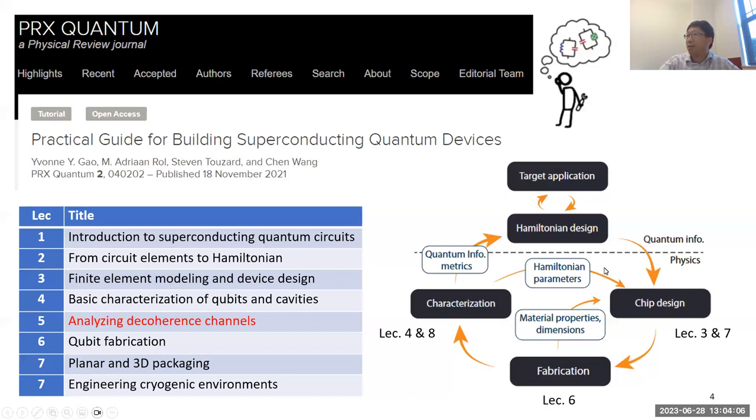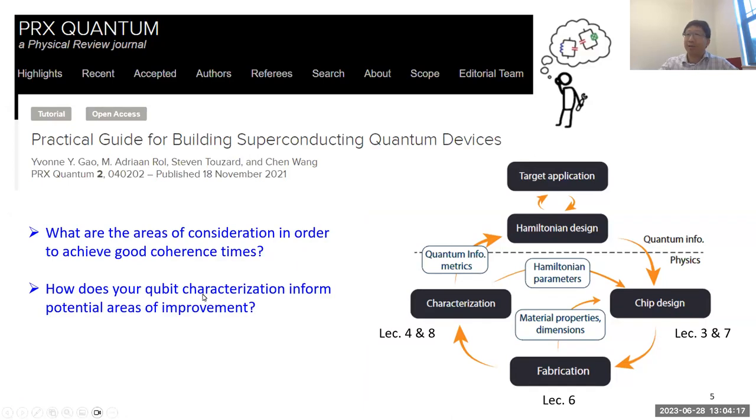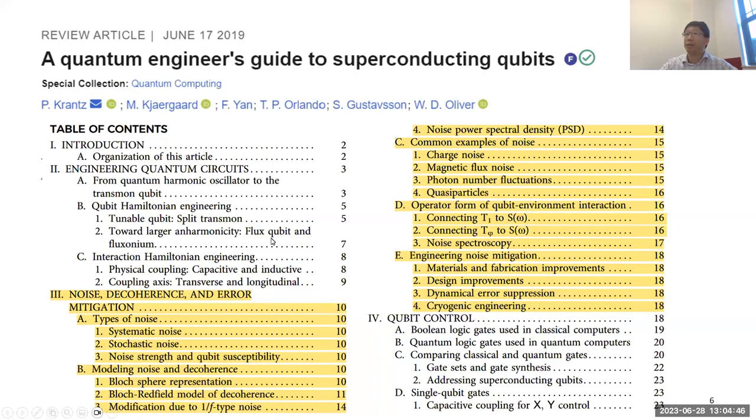Throughout the cycle, in addition to getting the right frequencies and couplings, there's always this theme of how do I get good coherence out of my qubits? This is a very complicated and multifaceted question. In this class, we're going to talk about the more experimentally relevant and practical aspects. What are the areas of consideration in order to achieve good coherence times? And how does your qubit characterization inform potential areas of improvement? On the decoherence topic, I particularly recommend the Quantum Engineer's Guide paper. It has a full chapter discussing, in a relatively basic but still formal manner, how to think about noise and decoherence in superconducting qubits.